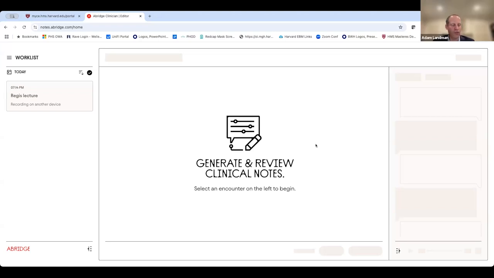And so just to pause on that, I just stopped the recording. And now, actually, you can see on the screen where it says recording on another device. Can you see that on the top left-hand side of the screen? Hopefully folks are able to see my screen. Yes, I got it on mine.